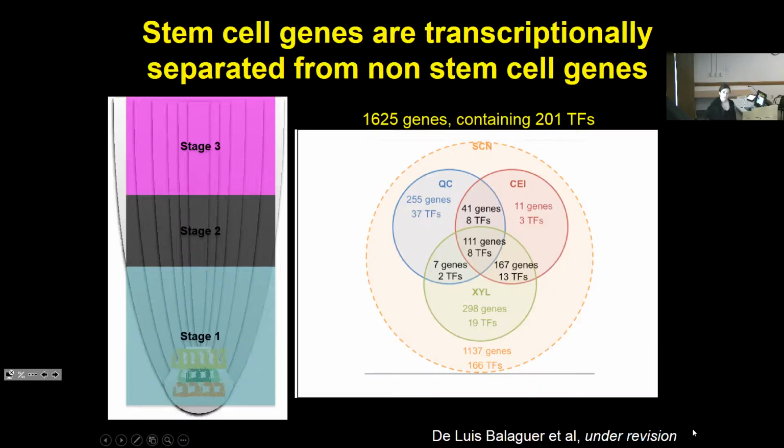strategize differently. We sat down with my postdoc and said, well, given a lot of information that I'm going to give you in a second, can we actually find a way to rank which of these 1,600 genes or these 200 transcription factors will most likely have a major role in stem cell function?